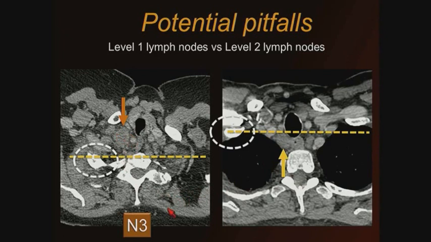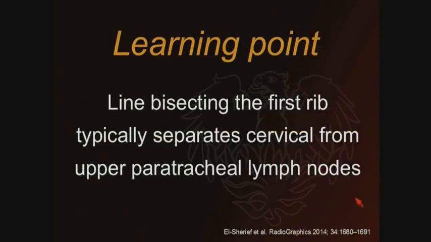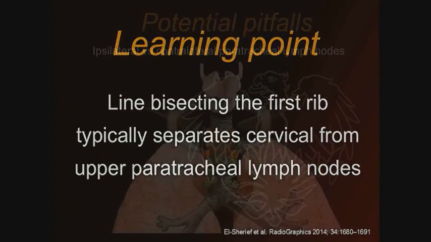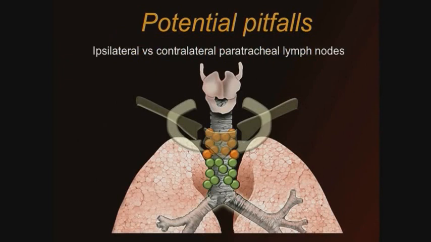So on the image on your right, you have an N3 disease, a patient who has a metastatic lymphadenopathy in his lower cervical, the scalene lymphadenopathy, and is considered N3 disease. Different from the image on the left, where if the tumor is on the right, this patient is going to have an N2 disease, because this falls behind this line and is labeled as a superior paratracheal lymphadenopathy. So just to simplify this learning point, a line bisecting the first rib typically separates the cervical region from the upper paratracheal nodal station, and we can use it as an anatomic landmark when we need to define where this lymphadenopathy is.